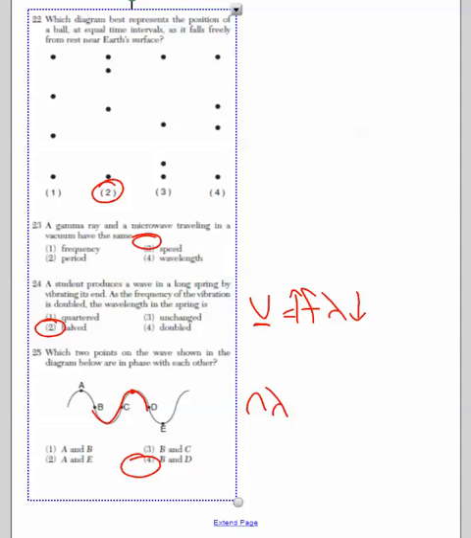If it said out of phase, or completely out of phase, better yet, then we were going to be looking at 2 points that are half a wavelength apart. So like B and C would be an answer. C and D would be an answer. Actually, A and E would also be completely out of phase, because they're actually 1.5 wavelengths. So it's a half integer multiple of the wavelengths.